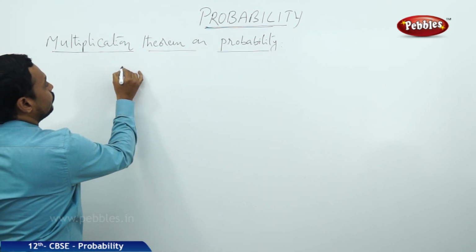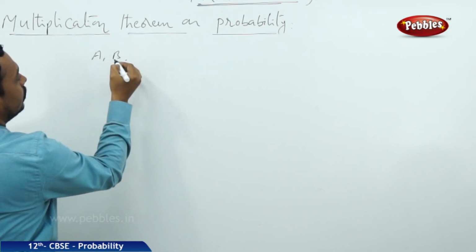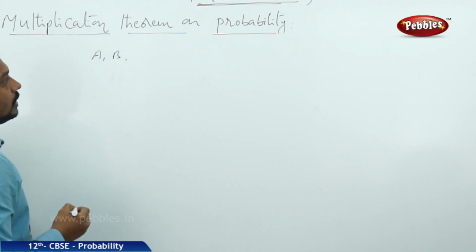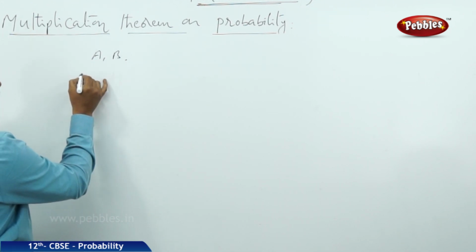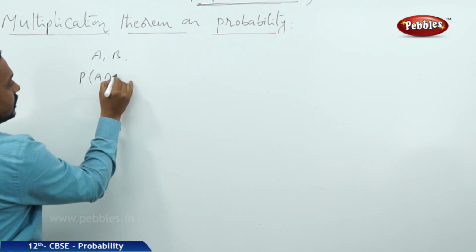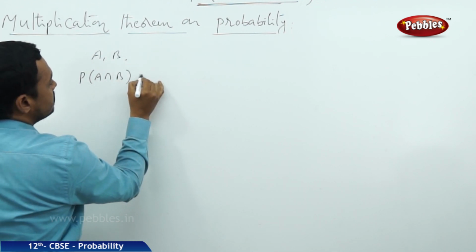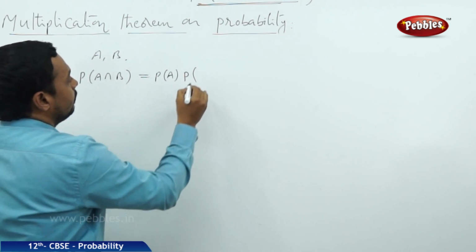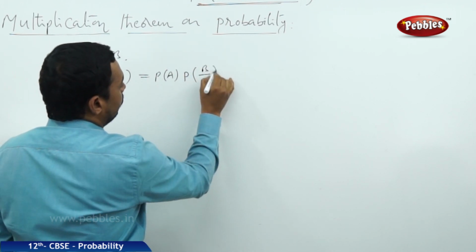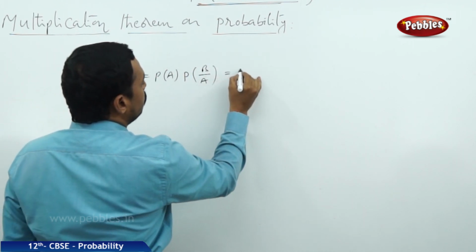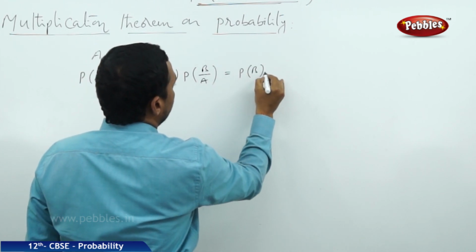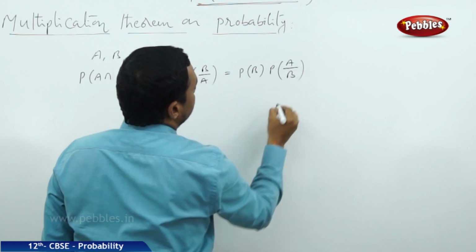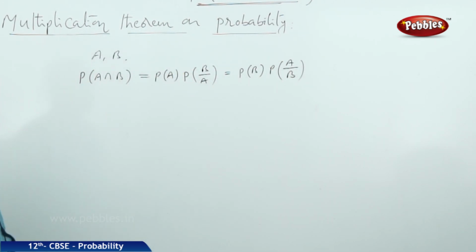Suppose A, B are two events in a sample space S, and the probability of A intersection B is proved as P of A into P of B by A, or that is also equal to P of B into P of A by B. So it is already proved.